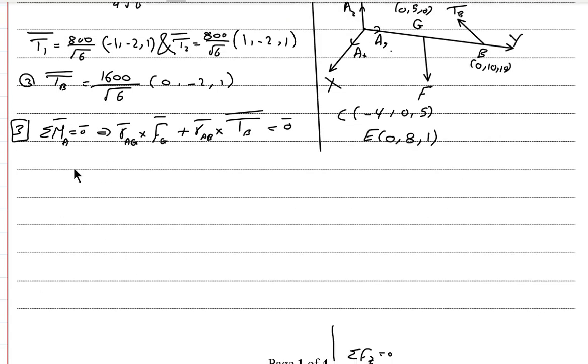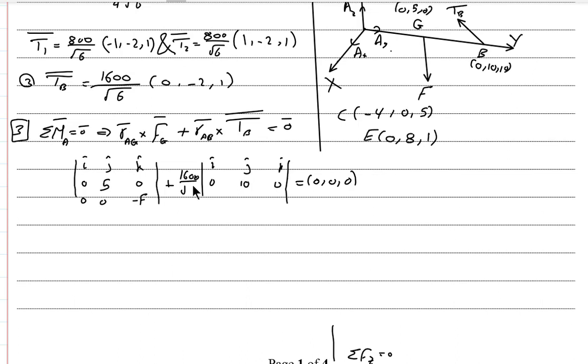We should have here two determinants. This is the first one here, I, J, K, and this is the second one here, plus I, J, K, equal 0, 0, 0. We have three zeros here. The second component is for RAG, which is 0, 5, 0, and here for RAB, which is 0, 10, 0. Here is the force F, which is 0, 0, minus F, and this is the 1600 over root 6, and the components are 0, minus 2, 1. It's clear that we can get sigma Mx only equals 0.